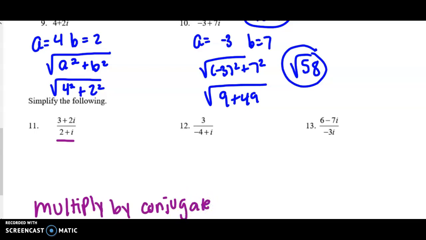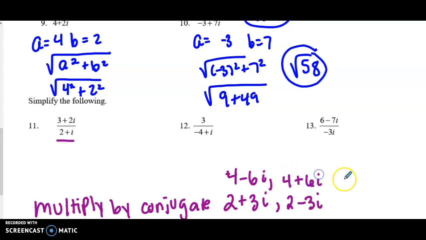Okay, so what multiply by the conjugate is, for example, if I have 2 plus 3i, the conjugate here is going to be exactly the same. You just change the sign in the middle. So its conjugate would be 2 minus 3i. So if I had 4 minus 6i, the conjugate, just change the number in the middle, would be 4 plus 6i. All right, let's say you had -7 minus 3i.